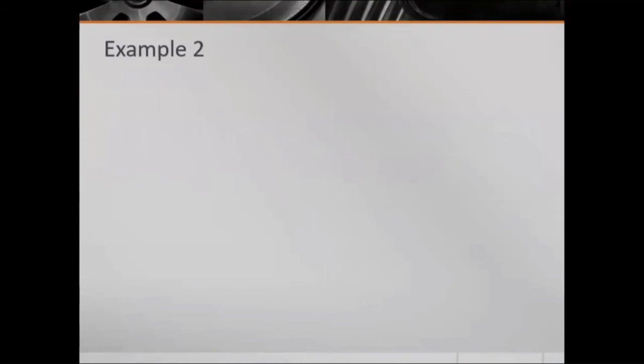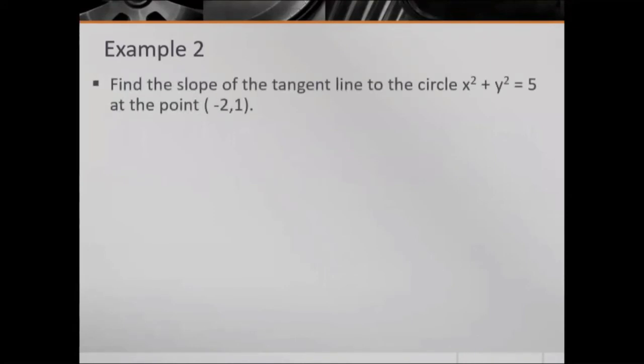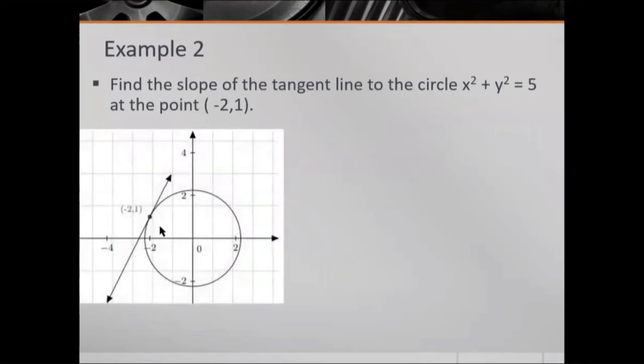Okay, example number 2. Find the slope of the tangent line to the circle, or equation of the circle, x squared plus y squared equals 5 at the point negative 2, 1. So sketch natin ito, ang kanyang graphical presentation. Yung circle natin, ang radius niya ay square root of 5. Then ang kanyang center ay origin. At yung line natin ay cross to the circle at exactly 1 point. Yung point na yun ay negative 2, 1.